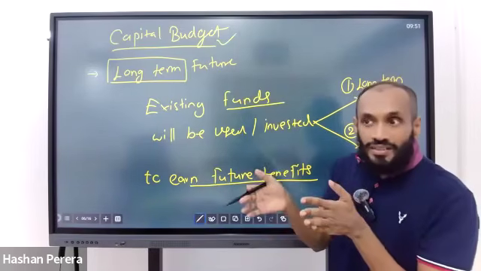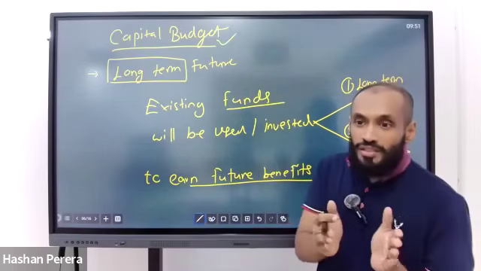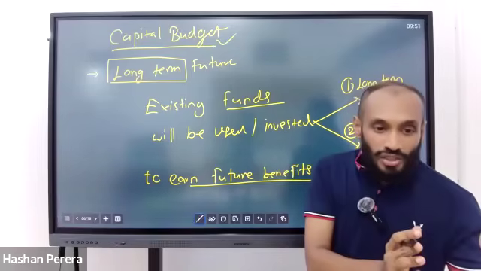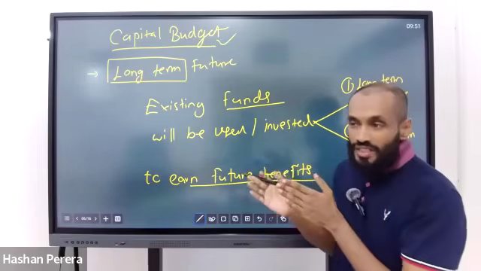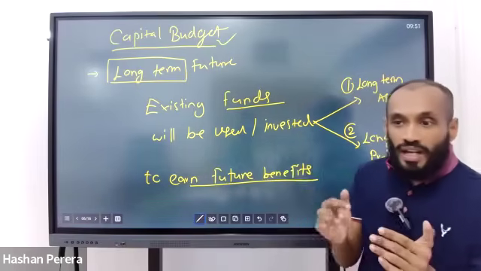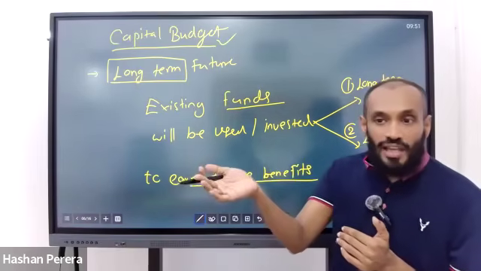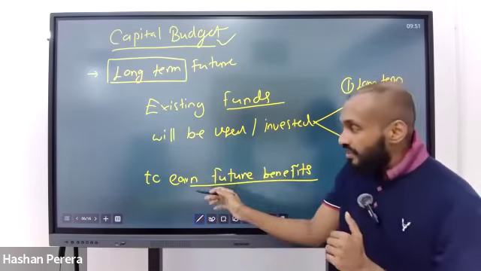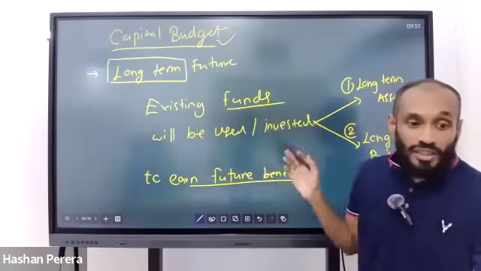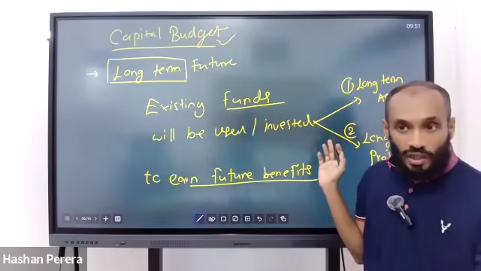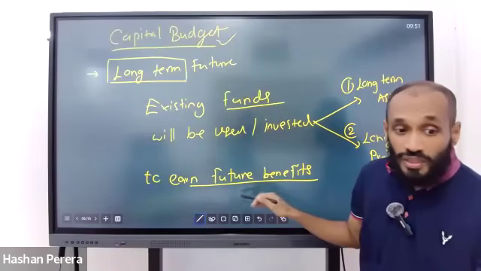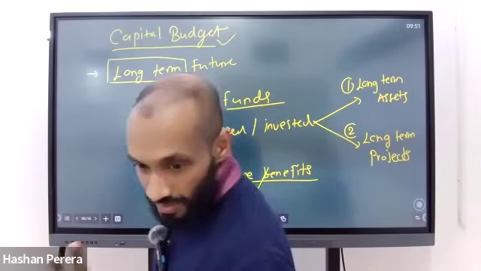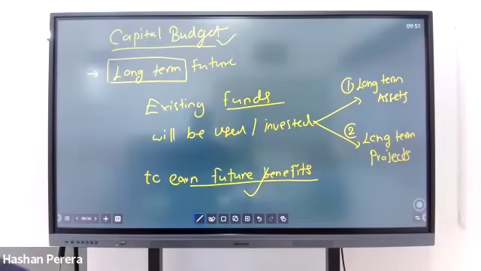Now can you understand the difference between cash budgeting and capital budgeting? The main difference is cash budgeting is short term future, capital budgeting is long term future. Cash budgeting is just to identify whether we have a cash excess or cash deficit. But here, it is to decide whether we are going to invest in long term assets or projects, and to earn what? Future benefits. Clear, understood, right? Is that all right? So shall we go and write?